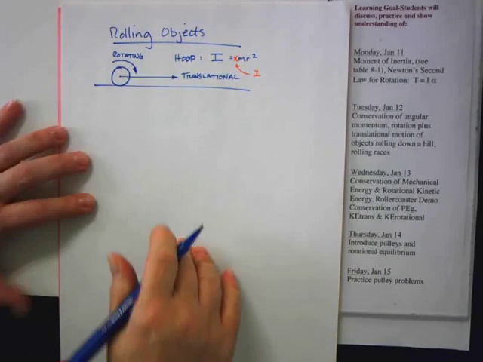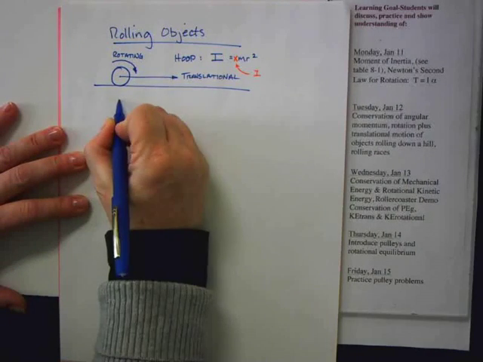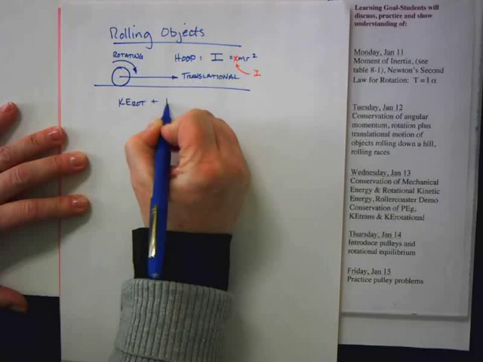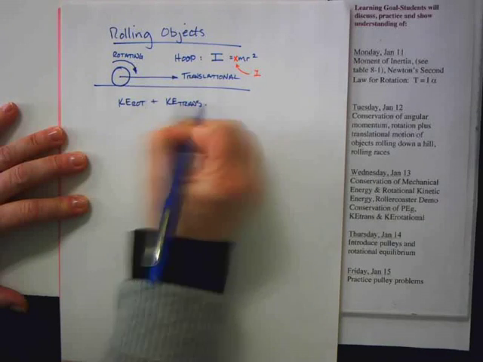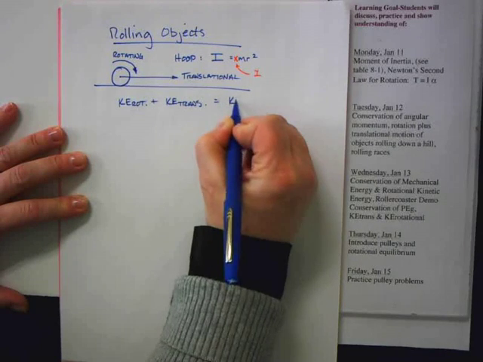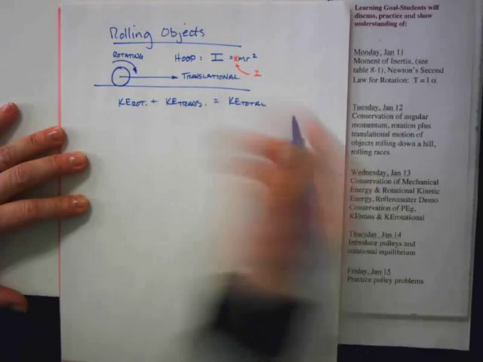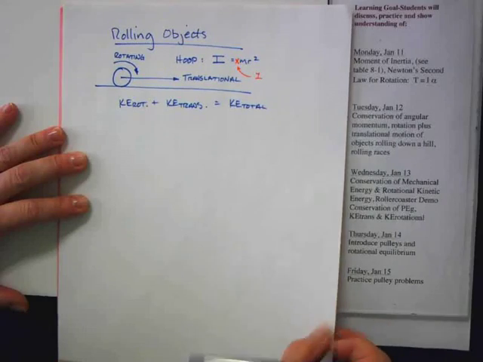Okay? So we're going to figure out the kinetic energy of this rolling object by adding the rotational kinetic energy to the translational kinetic energy. And that will give me total kinetic energy. So we're going to start with a hoop, but then we'll throw in like disks and spheres.